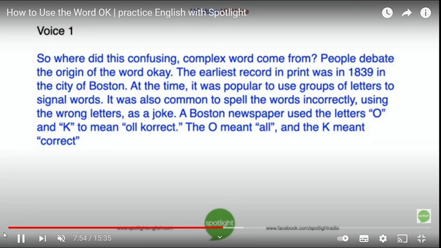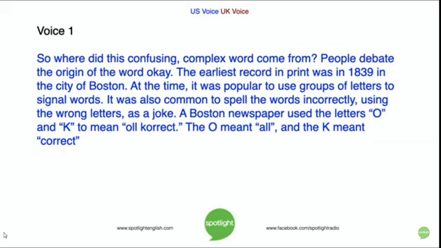So where does this confusing, complex word come from? People debate the origin of the word okay. The earliest use in print was in 1839 in the city of Portland. At the time, it was popular to use groups of letters to signal words. It was also common to spell the words incorrectly using the word letters. As a joke, a Portland newspaper used the letters O and K to mean all correct. The O means all and the K means correct.